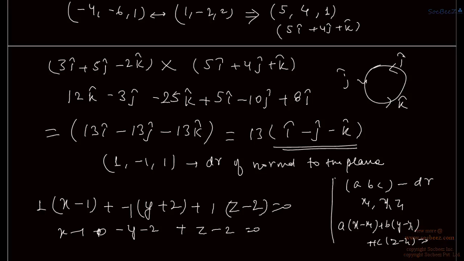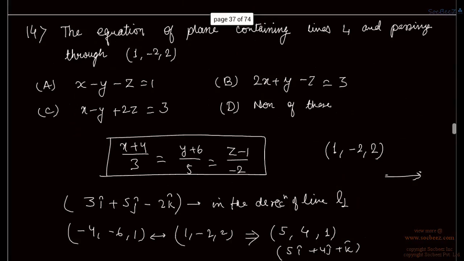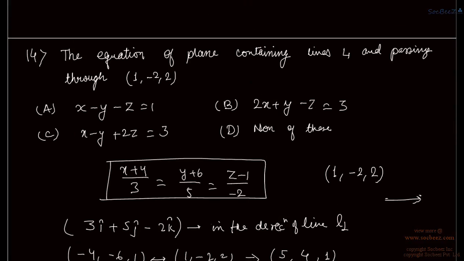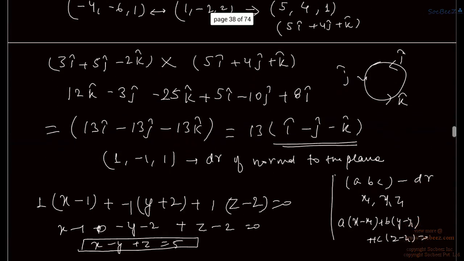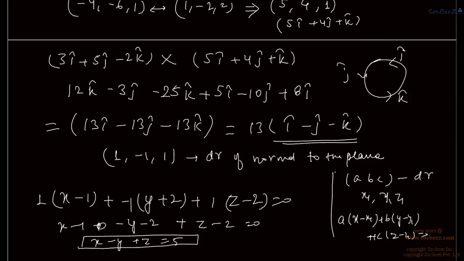So x minus y plus z minus 1 minus 2 minus 2, that is 4, is equal to 5. Okay, x minus y plus z is equal to 5. We have done some mistake. Let us check. See, we have done one writing mistake.